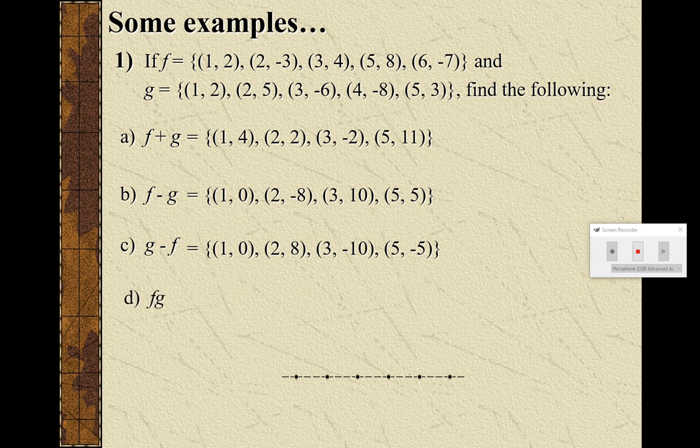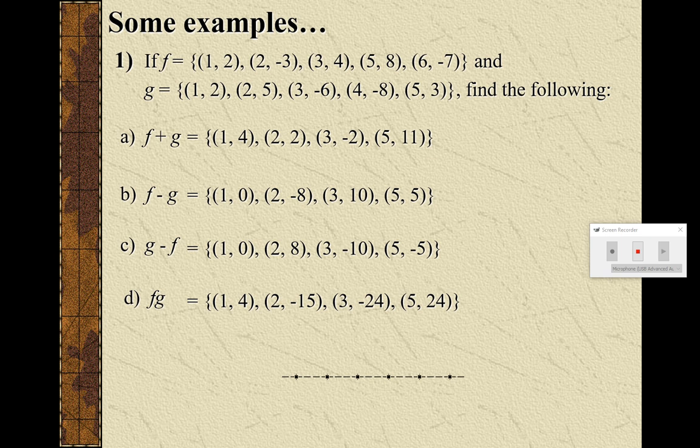F times g, exactly the same, except you're now multiplying the y values instead of adding or subtracting. So 2 times 2 this time is 4. Negative 3 times 5 is negative 15. 4 times negative 6, negative 24. 8 times 3 is 24. I did it on purpose with just points there to get the feel for what's going on. And then we'll do it in a second with equations and with graphs to see what goes on with those. Any questions on f times g?